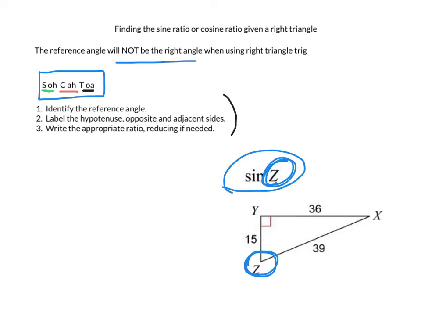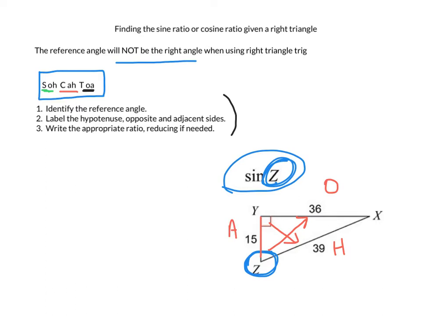Step 2: label the hypotenuse, opposite, and adjacent sides. Again, I do have a video that's completely just for that, so I'm going to go through it more quickly here. The hypotenuse is always opposite the right angle, so I label that with an H. My opposite side is opposite the reference angle, so I label that with an O. My third side is my adjacent. It's next to my reference angle, so I label that with an A. So I have my hypotenuse, opposite, and adjacent labeled.